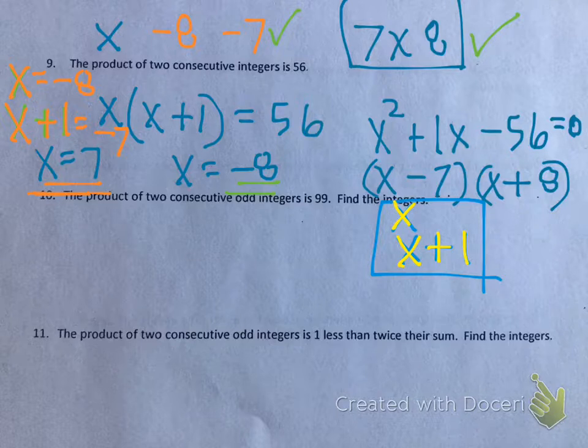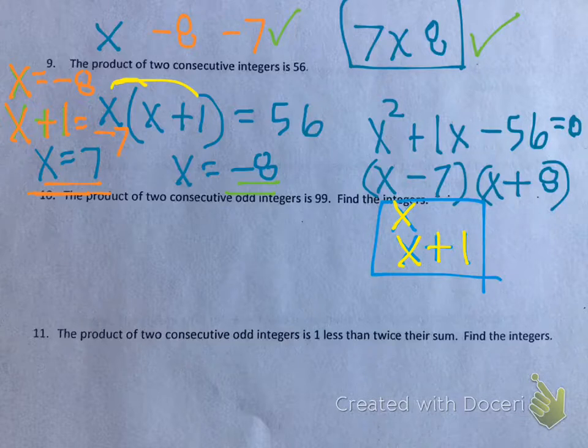So then the product means multiply. So here's where I multiply: x times x plus 1 equals 56. Then I solve it. So I do distributive property. x squared plus x. I move 56 over, so it's negative 56. I factor: plus 8, minus 7. I set each factor equal to 0, so I get 7 and negative 8.